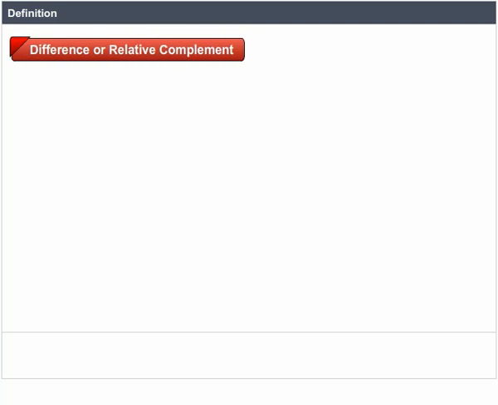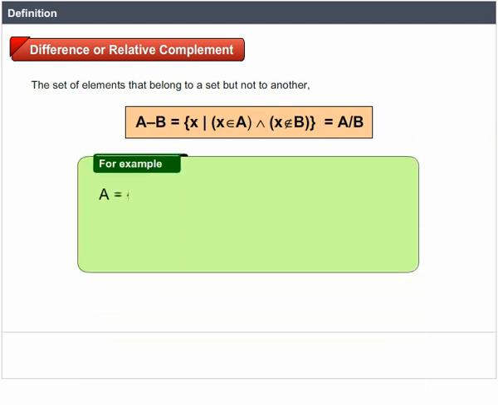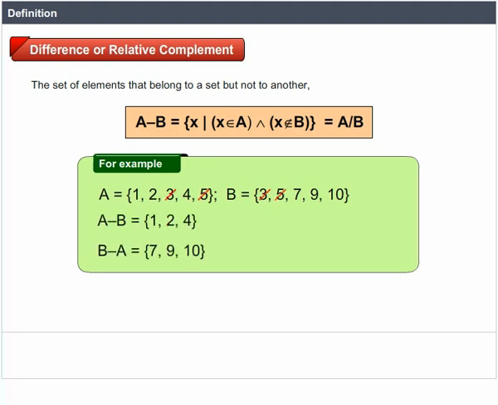Difference or relative complement. The set of elements that belong to a set but not to another. A minus B equals {x such that x belongs to A and x does not belong to B}, which is A given B. For example, A equals {1, 2, 3, 4, 5} and B equals {3, 5, 7, 9, 10}. A minus B equals {1, 2, 4}. Then B minus A equals {7, 9, 10}. We have to write only the elements that are not in A.